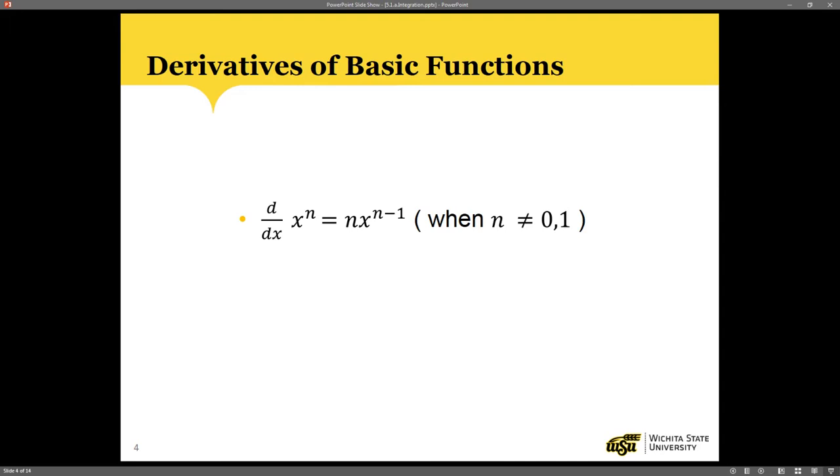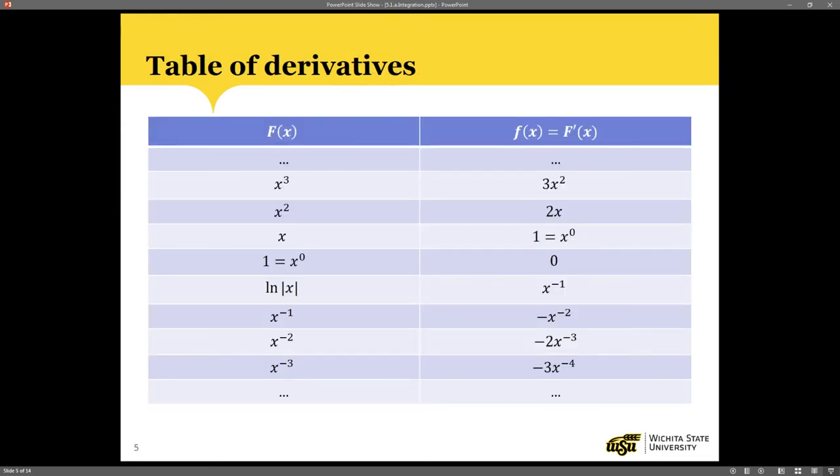But the derivative of the exponential function is itself the exponential function. This makes it a very important function in applications. And the derivative of the natural logarithm is 1 over x, or x to the negative 1 power. And this makes it important to fill out our table of derivatives. This table has ellipses at the top and bottom of each column, and that indicates that you can go as high or as low in either direction as you want to go.